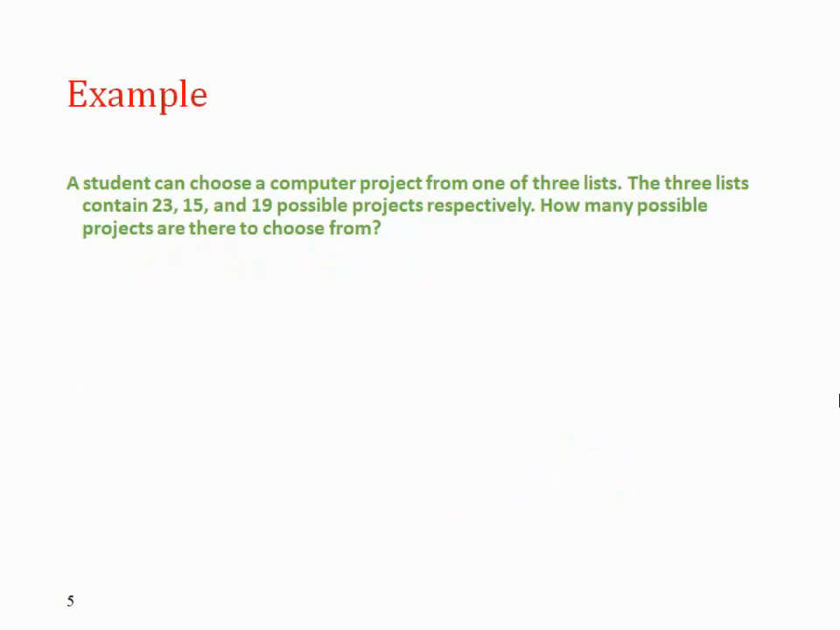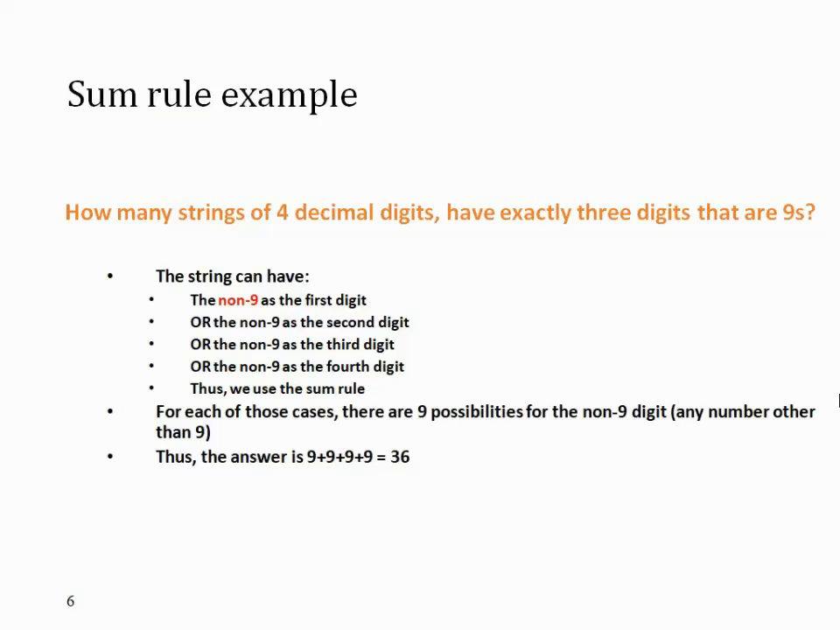A student can choose a computer project from one of three lists. The three lists contain 23, 15, and 19 possible projects respectively. How many possible projects are there to choose from? That means how many projects the student can choose. So 23 plus 15 plus 19. Whatever the sum is, that many possibilities will be there to choose from.